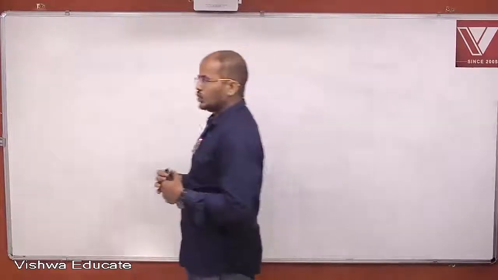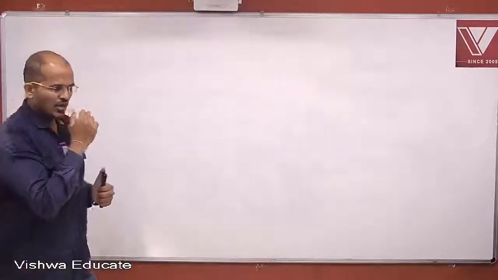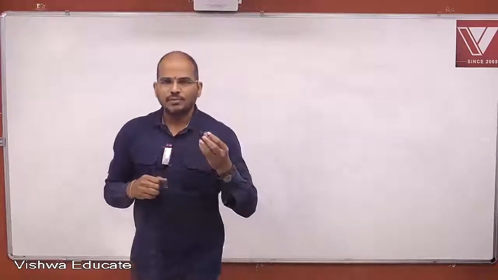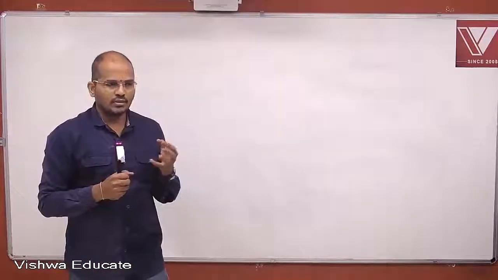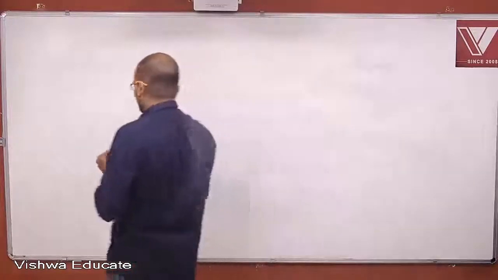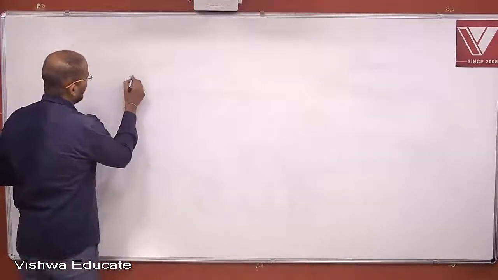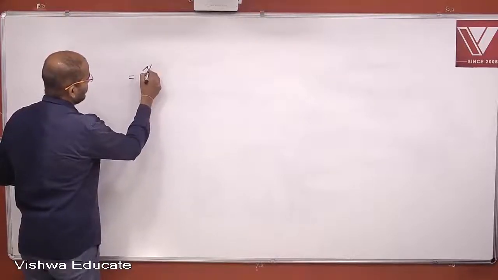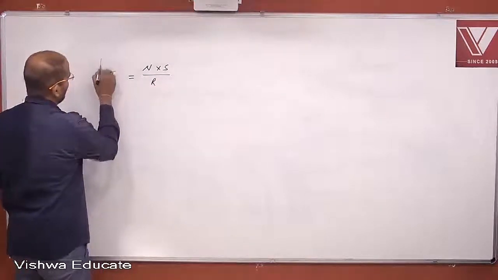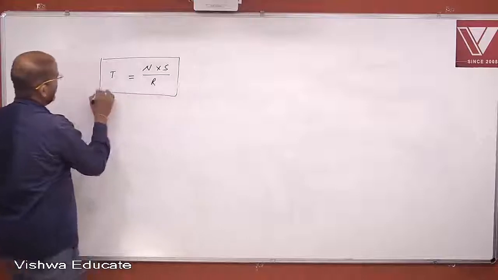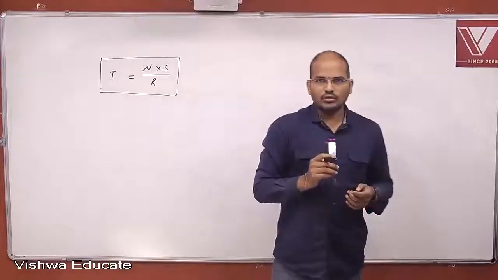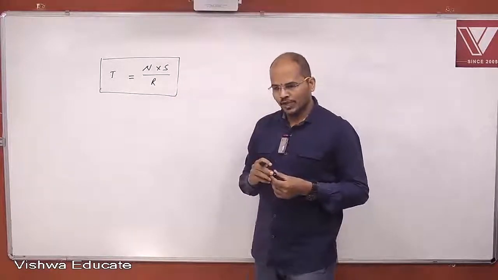And so moving ahead, what are the basic things that make an impact on the speed of operation? The basic things that make an impact on the speed of operation are as follows. The speed of operation, or the time, can be given by T is equal to N into S by R.